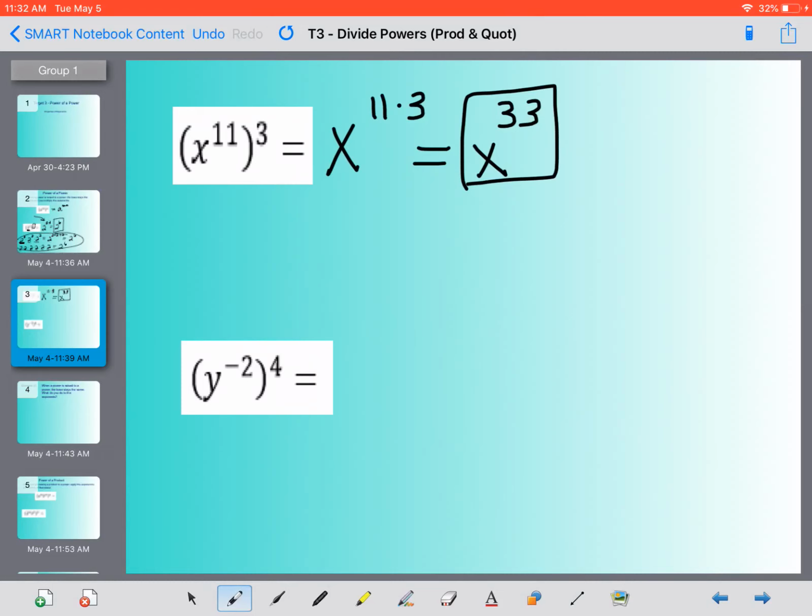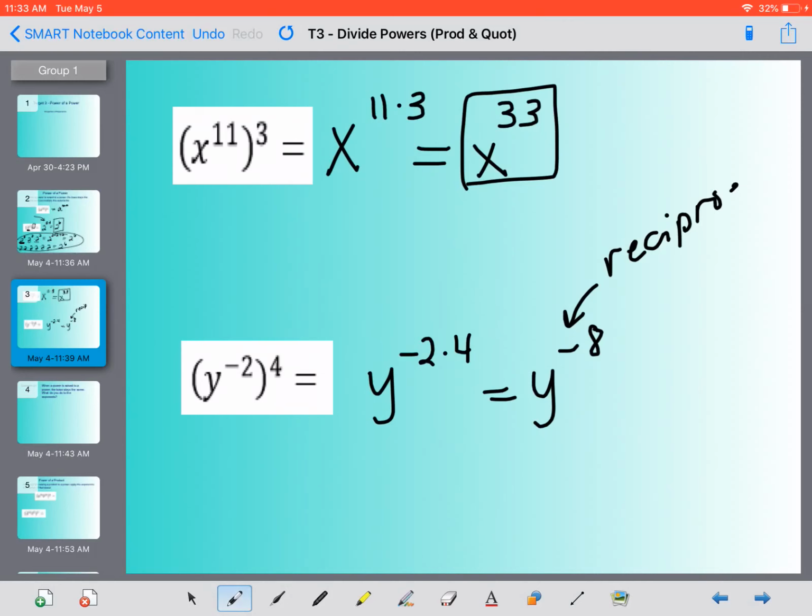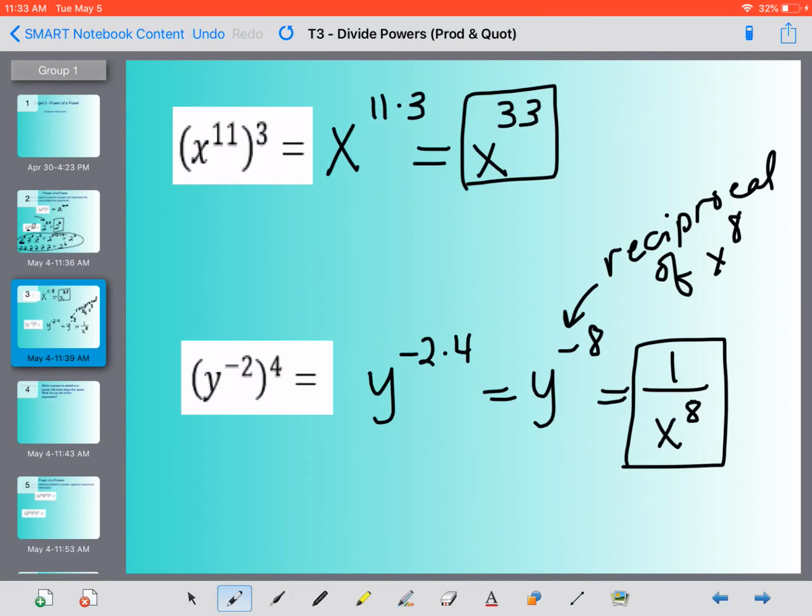Okay, negative exponents are no different. The only thing is that if you have a negative exponent in your answer, you need to simplify that. So this would be y to the negative 2 times 4, which is y to the negative 8. Remember that negative exponent means reciprocal of x to the 8th power. So that would be 1 over x to the 8th power. Make sure you leave your answers with positive exponents.